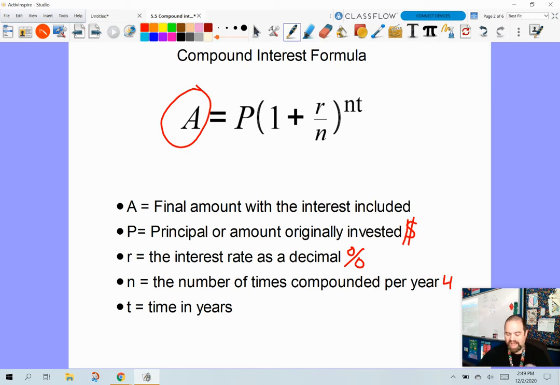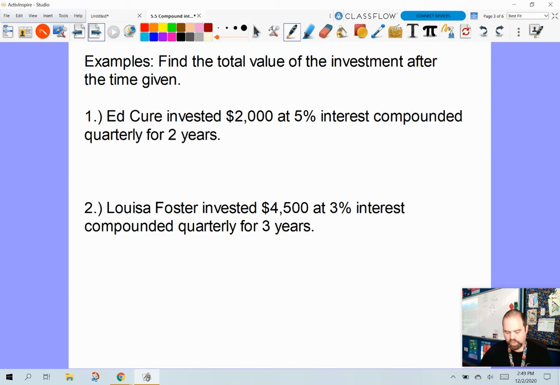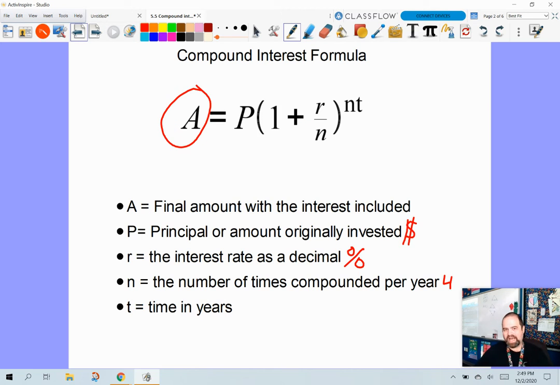All right. So how we set these up, I think it might just be easier to do one. We're going to calculate that A answer, that total amount at the end. Ed has invested $2,000 at 5% interest compounded quarterly for 2 years. So I know the formula. I have it memorized. It's in my head. If I were you, you might want to stop, write this down on a sheet of paper so you can refer back to it without having to pause the video and go back and pause the video and go back.